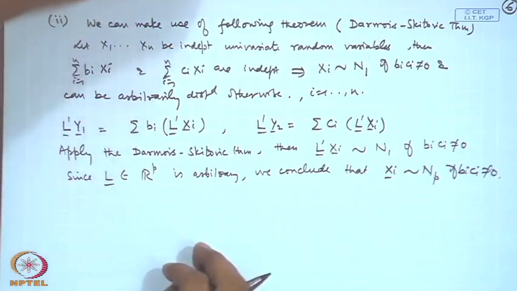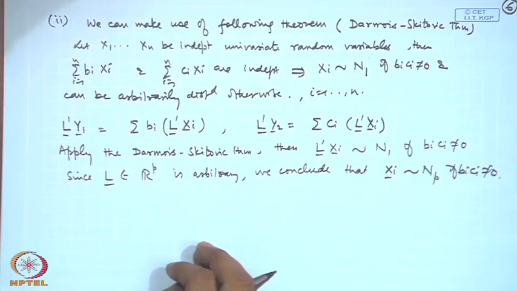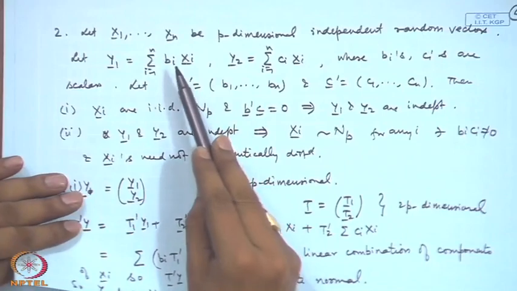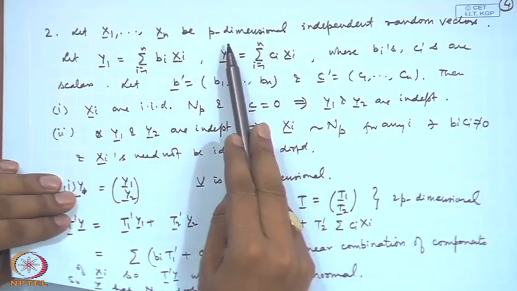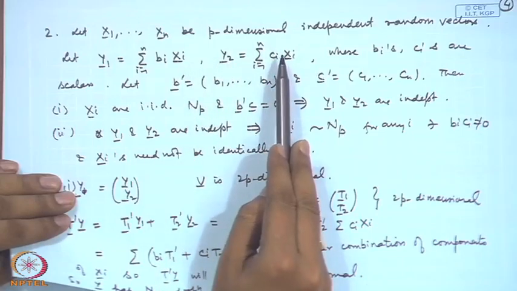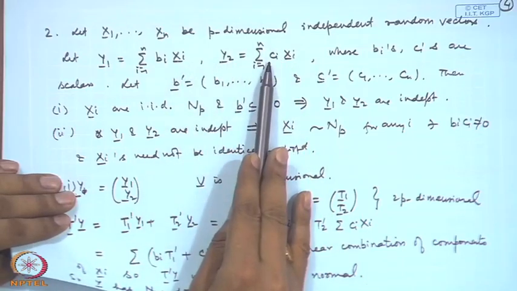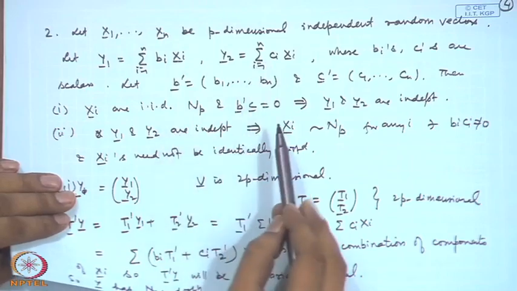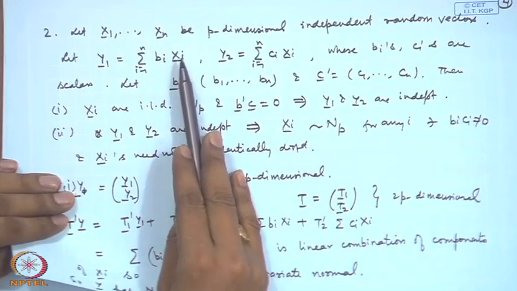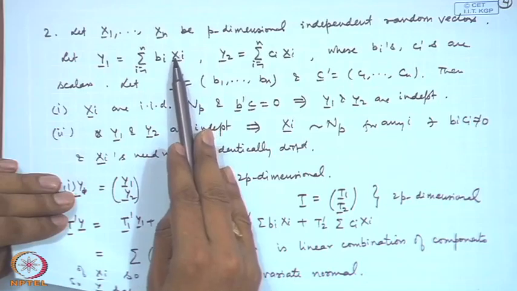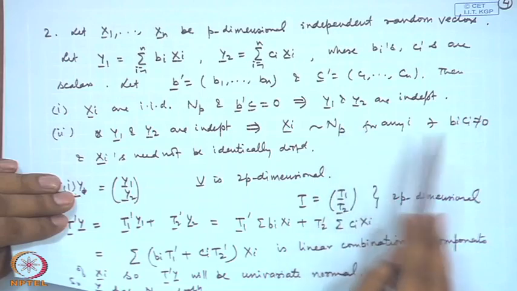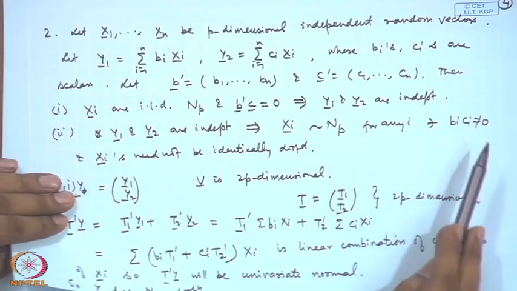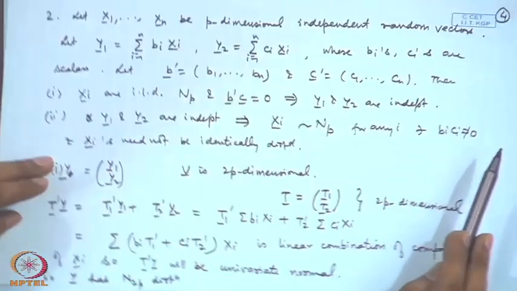Now, if you look at the statement, this is again a very powerful statement. What we are saying is that if I construct linear combinations of p dimensional random vectors and if they are independent, then each of the terms in the linear combination will have a p dimensional normal distribution. Of course, we are putting a condition here that bi ci must be non-zero. That means the corresponding term should be there.